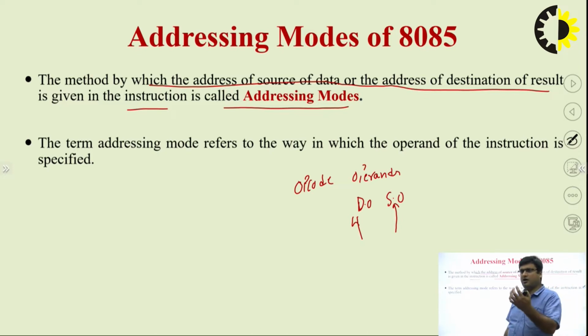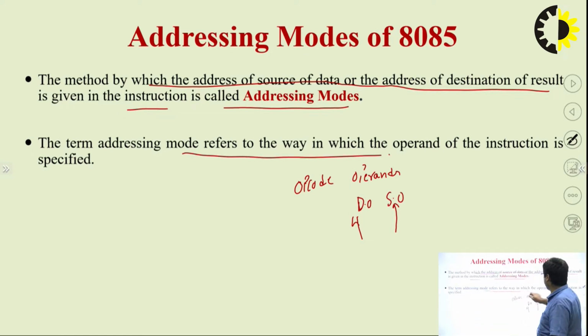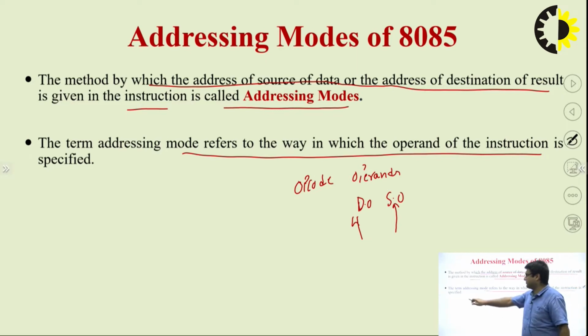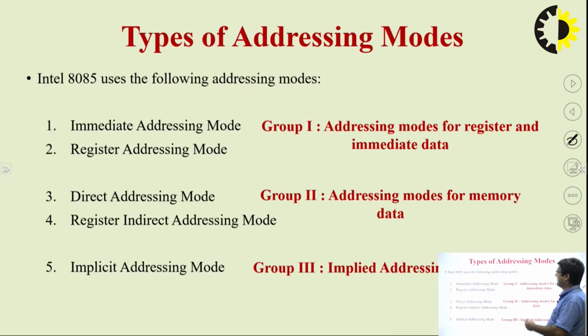So how the operands are accessed through the opcodes, and the various ways by which the opcode can address the operands, is called addressing mode. The addressing mode refers to the way in which the operand is specified by the instruction. How to address the operand by the instructions, the different modes, is called addressing modes. This is the definition of addressing modes.